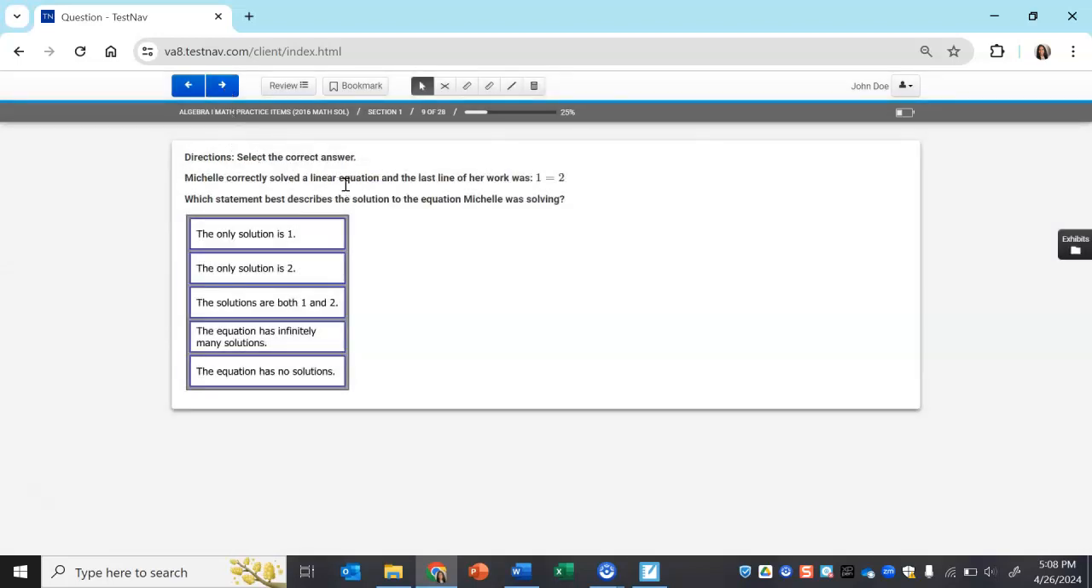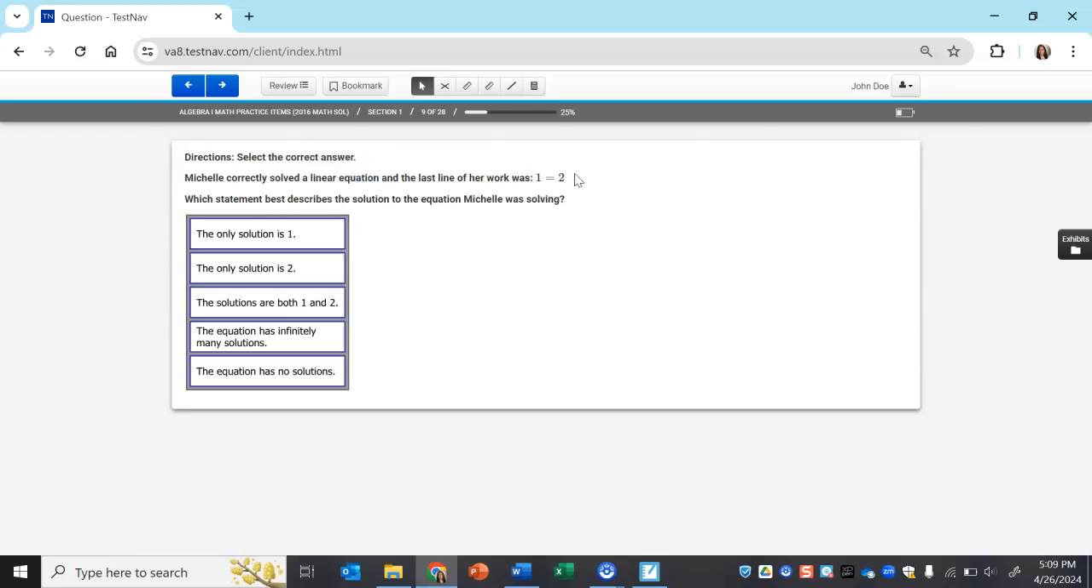Okay, it says here direction. So select the correct answer. So notice it only says answer, so it's just one answer here. Usually when they have it boxed like this, I think maybe it's multiple select, but there's only one. Anyway, it says here, Michelle correctly solved a linear equation, and the last line in her work was 1 equals 2. Which statement best describes it?